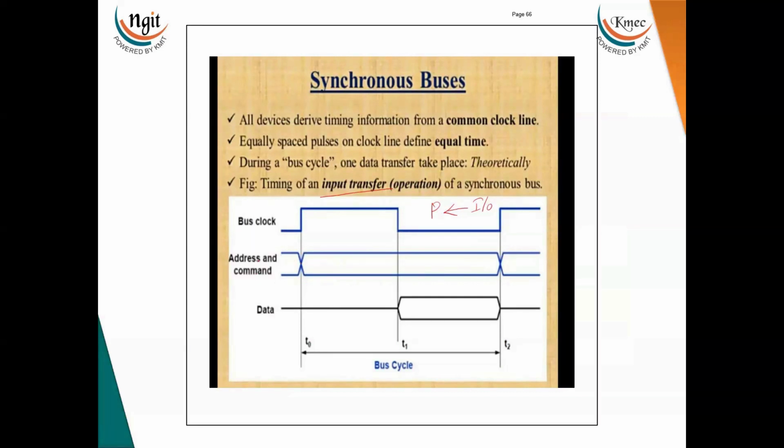Now the address is placed on the address bus and the command is placed on the control bus. If the processor is getting the data from the IO devices, it means reading the data. So the command is the read command, placed on one of the control lines. This read is a control command. On the control bus, it will place the read operation.